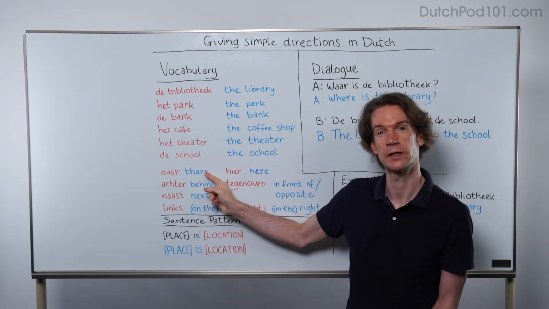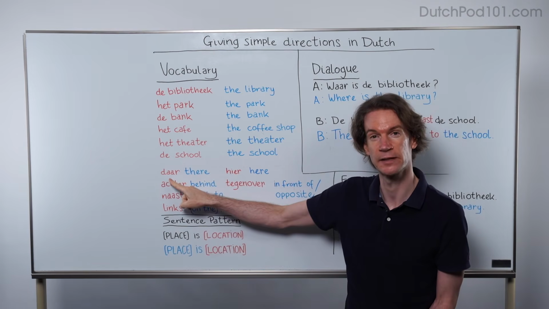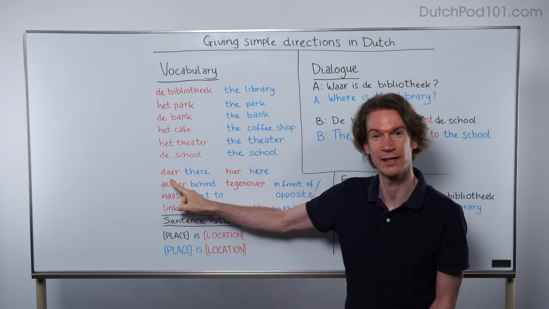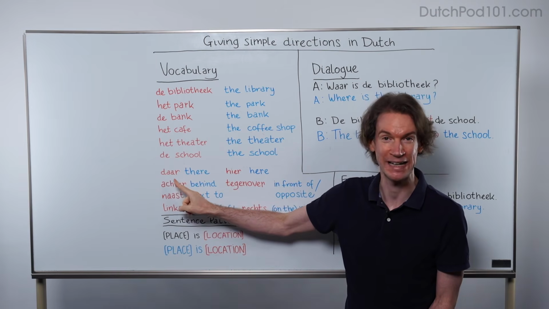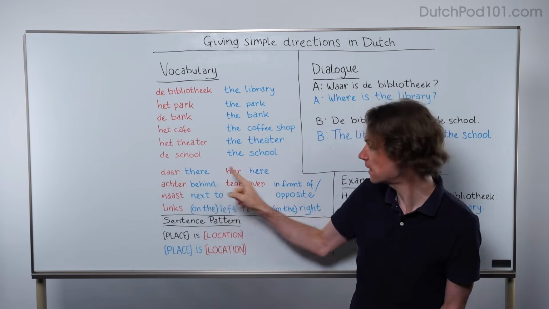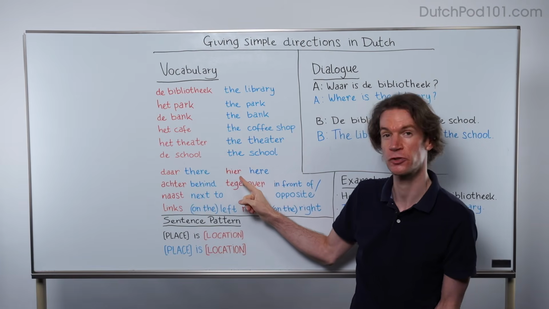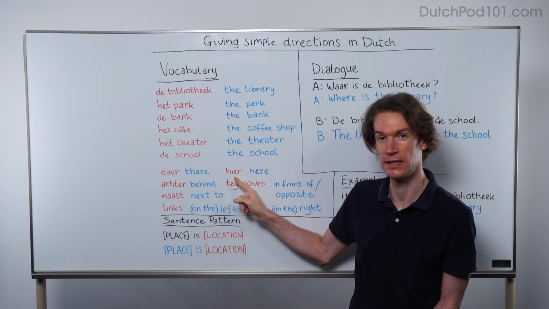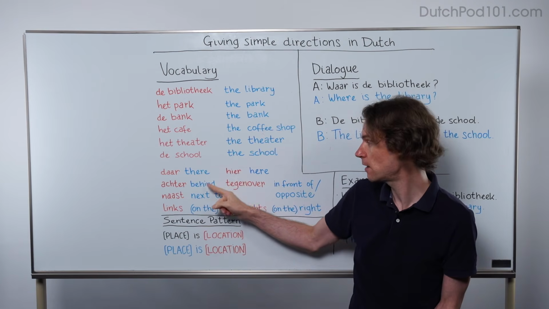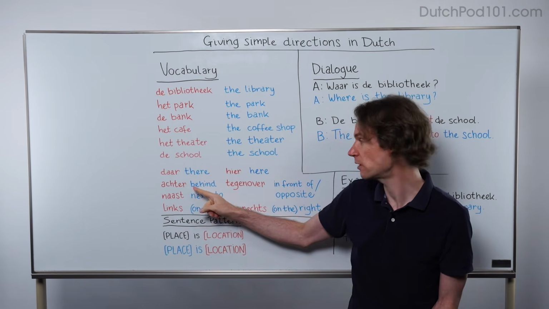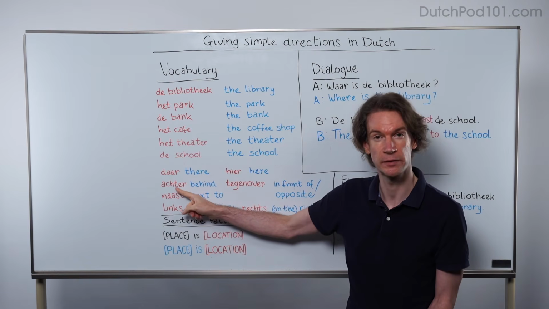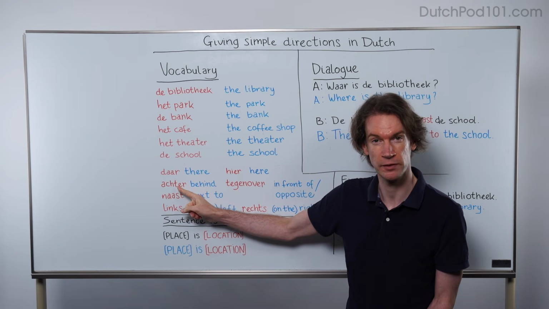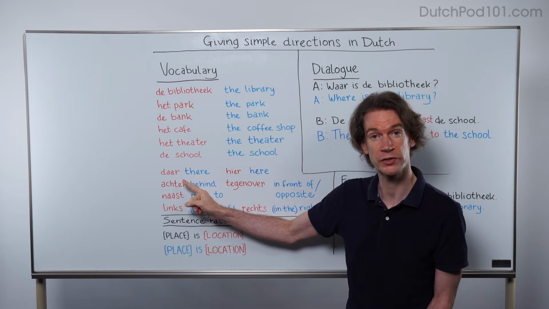There in Dutch is daar. Its opposite, here in Dutch, very similar sounding: hier. Behind in Dutch is achter.